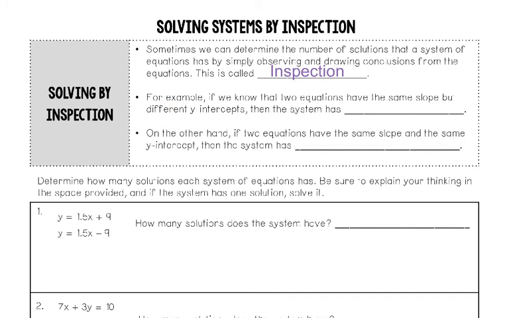So we can determine the number of solutions just by observing and drawing conclusions from the equations. For example, if we know that two equations have the same slope but different y-intercepts, that means the system has no solutions. Again, if the two equations have the same slope but different y-intercepts, they would be parallel lines. They're going in the same direction forever, but they're never going to touch. And remember, the solution to a system is where they intersect. So if they have the same slope but different y-intercepts, we could just write no solution for the answer, not having to do any math other than that.